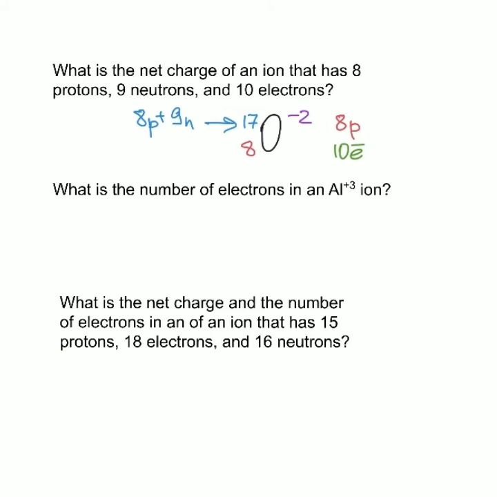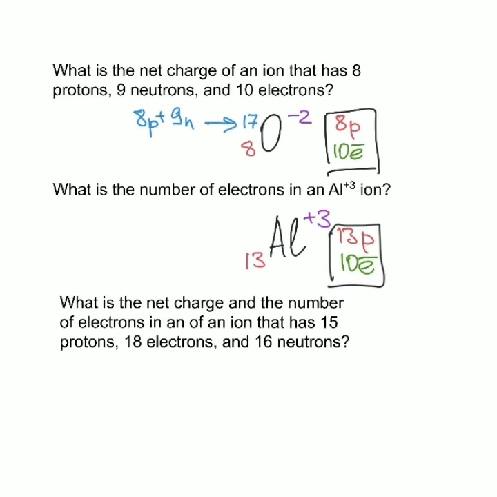Aluminum has 13 protons. To have a charge of positive 3, it must be 3 electrons short of the number of protons, so 10 electrons. Ion with 15 protons would be phosphorus, mass number 31. Electrons outnumber protons by 3, so the net charge is negative 3.